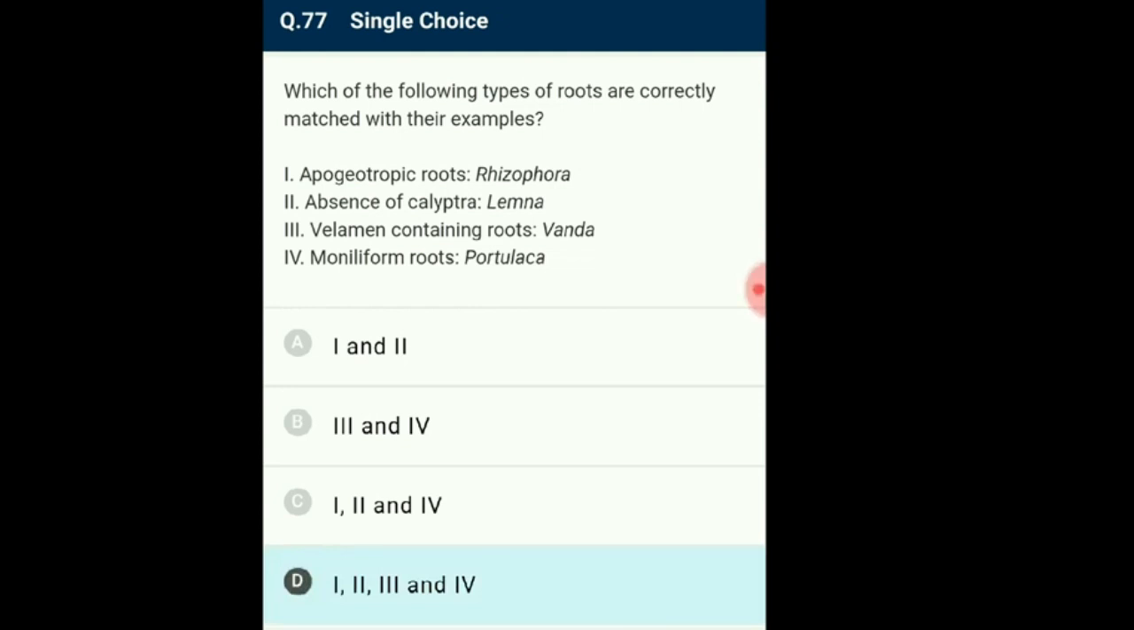Which of the following types of roots are correctly matched? All the 4 plants and the roots are correctly matched. So the correct option is option D.